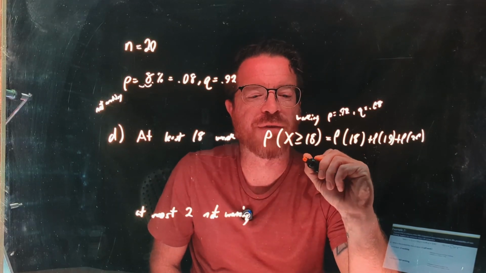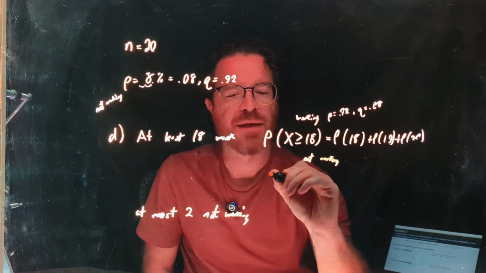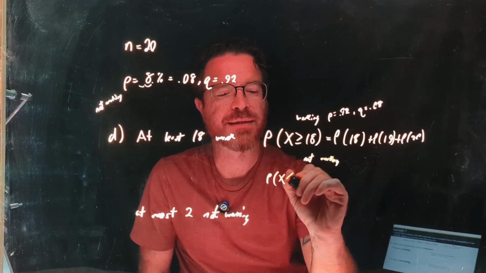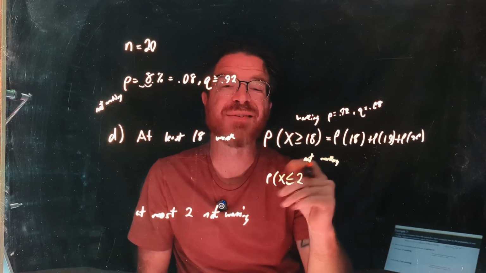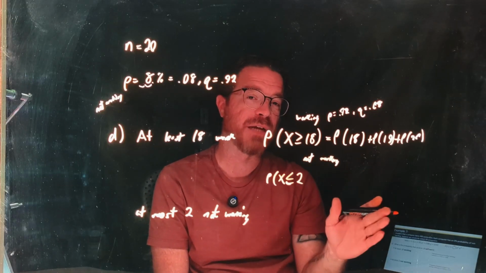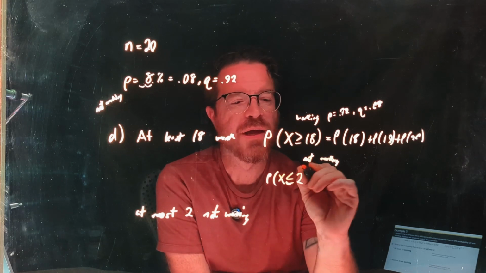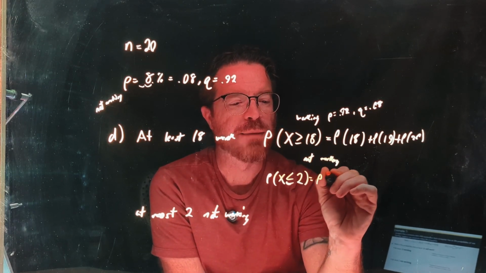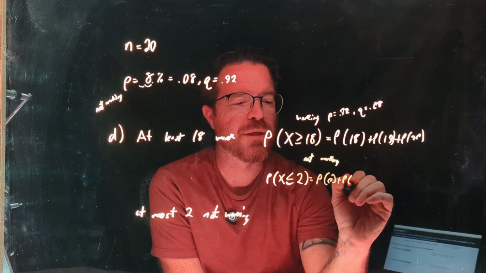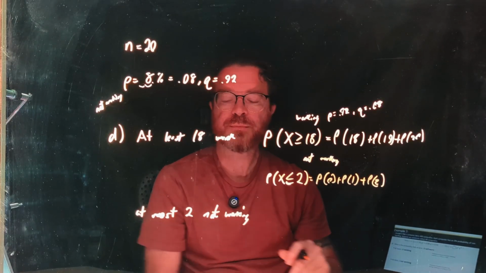So if you do not working for this one, it would have to be the probability that x is less than or equal to 2. You would have to consider how many computers are not working. So 18 work, 2 don't work. If 19 work, 1 does not work. If 20 work, 0 do not work. So in this case, this would be the probability of 0 plus probability of 1 plus the probability of 2.